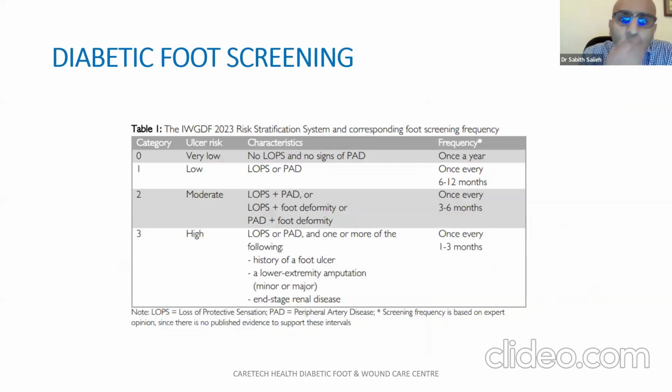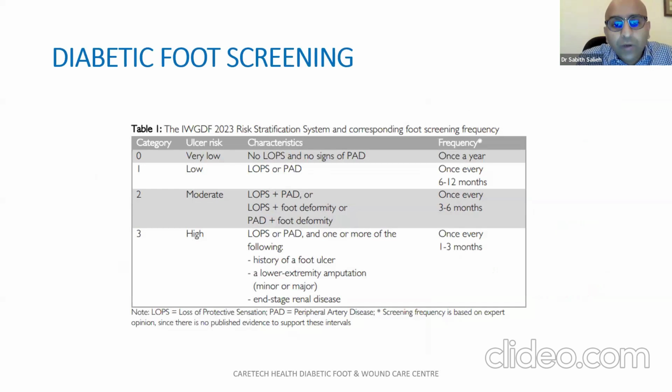So coming back to my initial thing about, okay, how often should we screen it? Remember, this is basically the IWGDF 2023 guidelines. And we need to remember that screening frequency is based on expert opinion, right? There's no published evidence to support these intervals. So we risk categorize them, and when we talk about the risk, we're talking about the ulcer risk, right? So very low, low, moderate, and high.